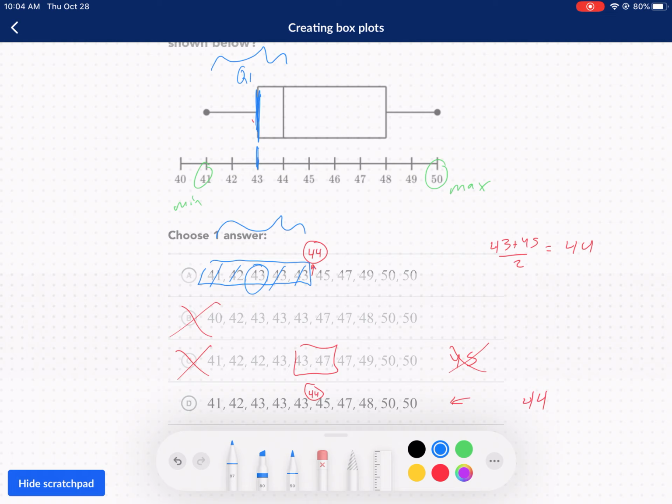So we're going to check D now. Here's my first half of the data. I'm going to put a box around it. Left, right, left, right. I also get 43.